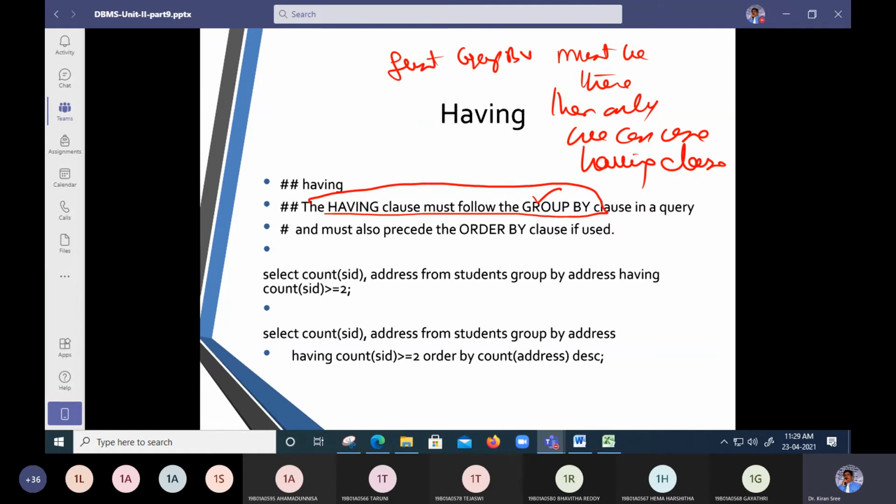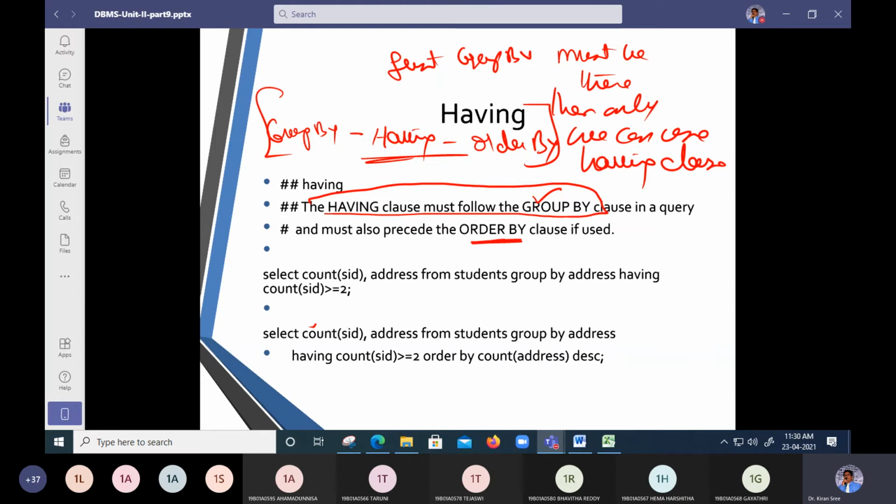Similarly, it must precede the order by clause. First we should have group by, next we should have having, and then we should have order by. This is the order. If this order is there, the query will execute. If this order is not there, the query will not execute. First group by should come, then only having should come. If we are not using group by, we cannot use the having clause.